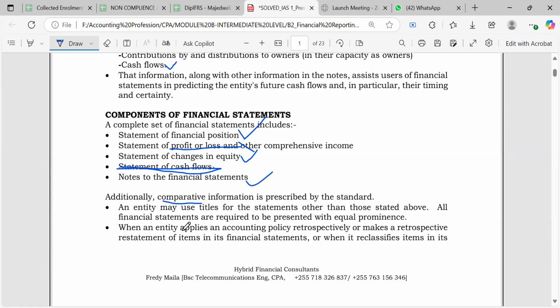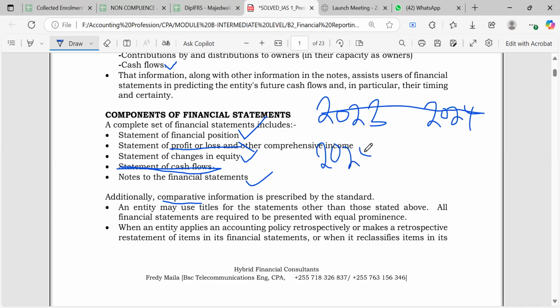The other thing now, there is an issue of comparative information, right? Whenever you prepare a statement, let's say statement of financial position, this is for 2024, but you would have the comparative year, which would be 2023, right? And usually we like to put the latest year first. In the income statement, you would write revenue, and what is adjacent to revenue should be the latest year, and the previous years could come here as you wish.